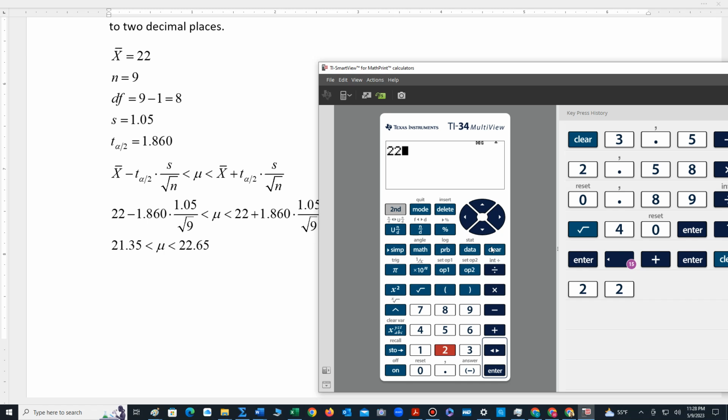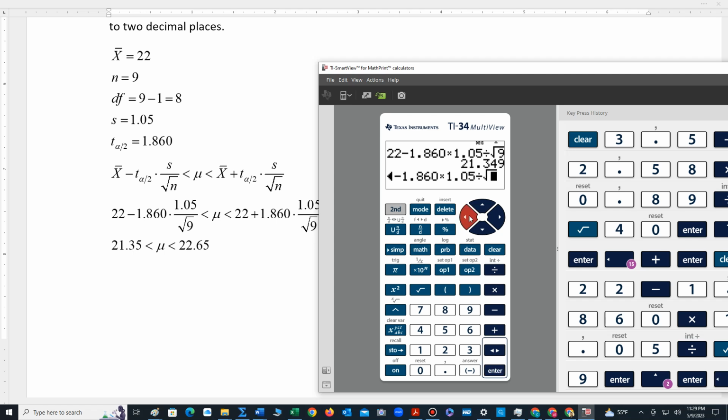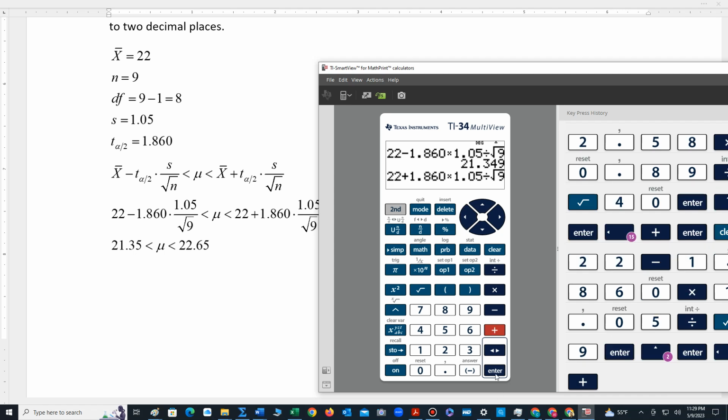We have 22 minus 1.860 times 1.05 divided by the square root of 9. That's going to give us 21.35. And then I like to just, instead of retyping everything, edit the first equation, change the minus to a plus to get 22.65. And there it is, folks.